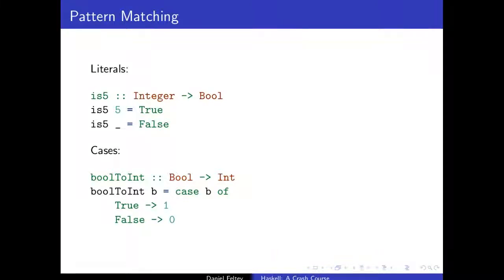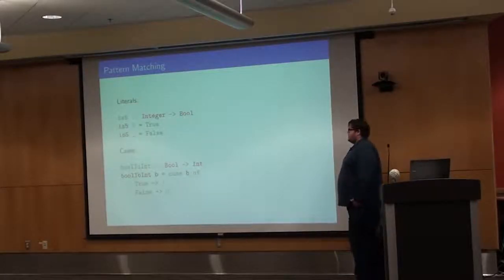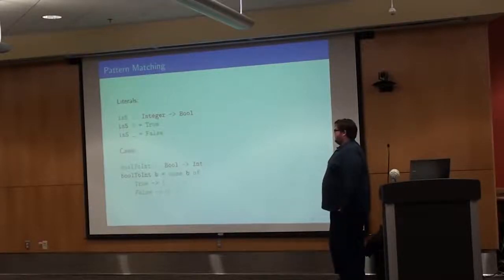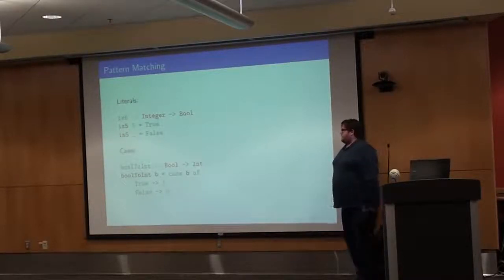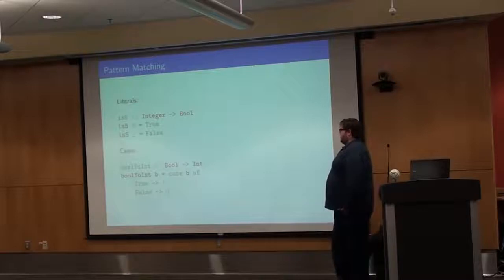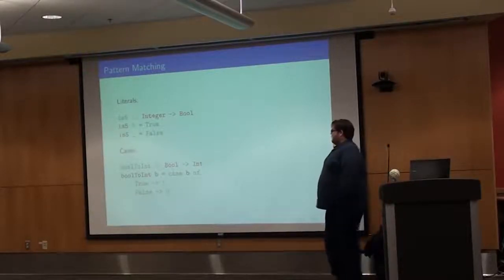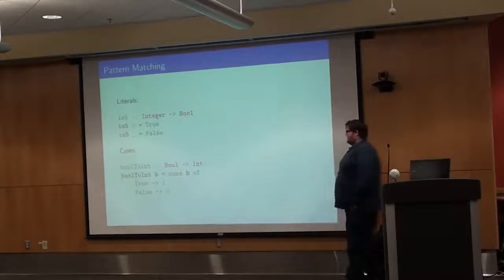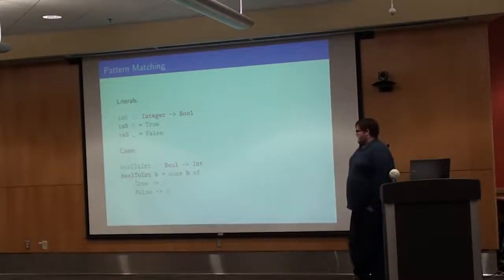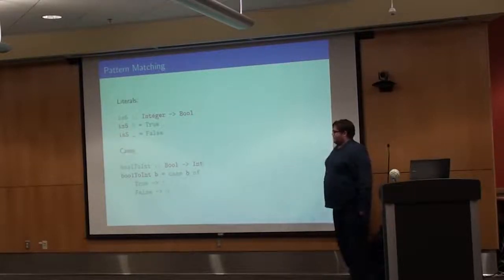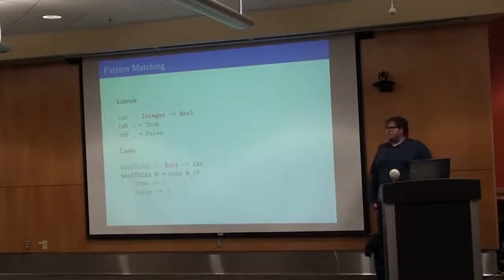Okay, so we can do pattern matching on literals. So we can define a function is5 from integer to bool by saying is5 5 is true, and is5 underscore means we don't care what that argument is, so we're just ignoring it, which means is5 for anything else is just false. We can do case analysis, so a function like bool to int with type bool to int. So bool to int of b is case b of, if it's true, we evaluate to 1, if it's false, we evaluate to 0. And bool has no other values, so it's a perfectly good function.